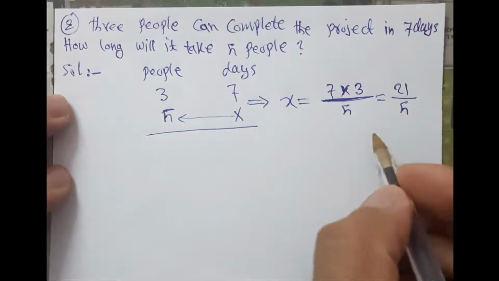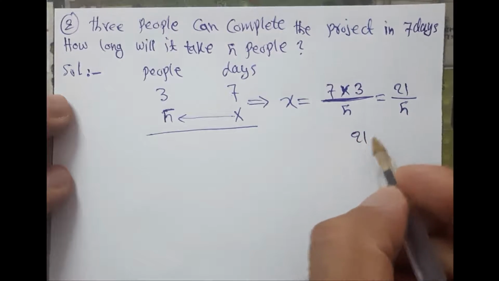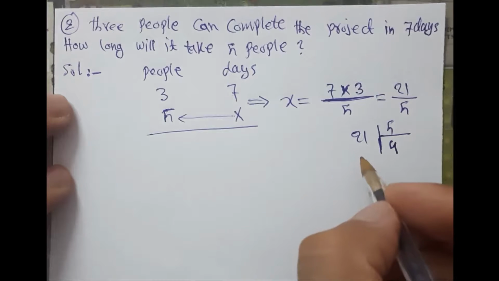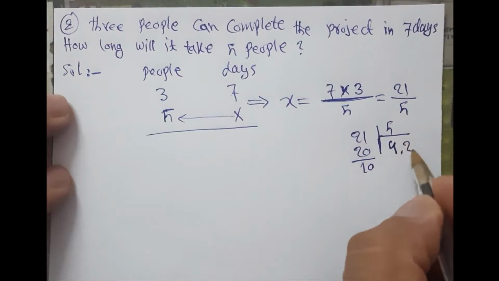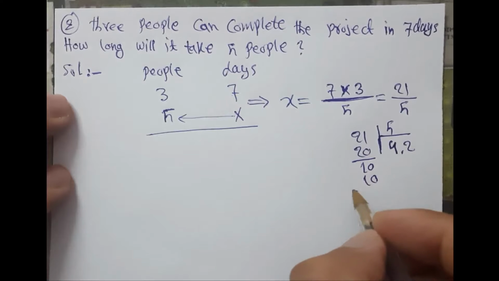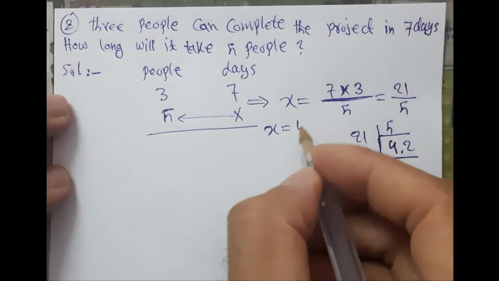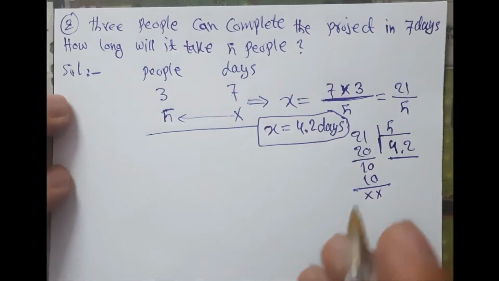21 divided by 5. It is not divisible, it has a decimal quotient. So 21 divided by 5: 4 times, 4 multiplied by 5 is 20. We have 1, then 10. 2 multiplied by 5 is 10. Here is the quotient. x is equal to 4.2 days. That is the answer to this question.